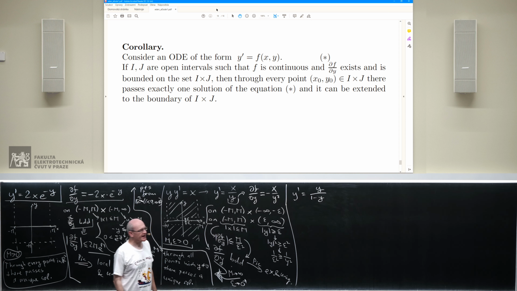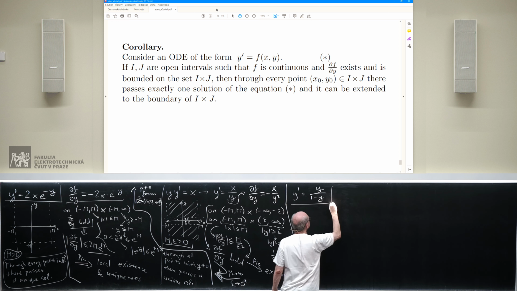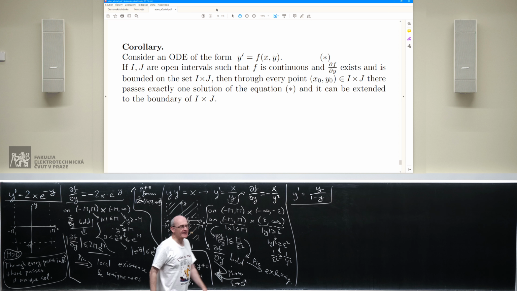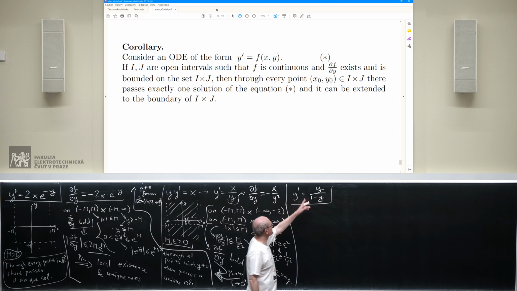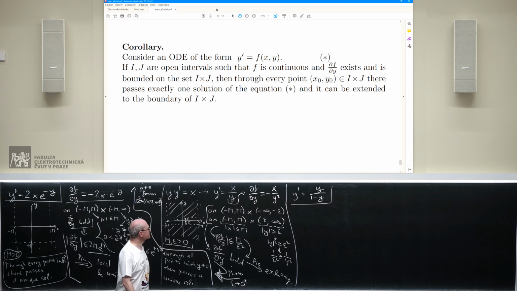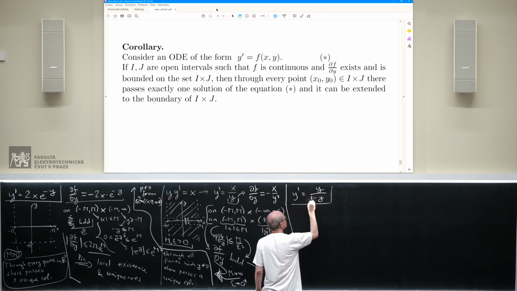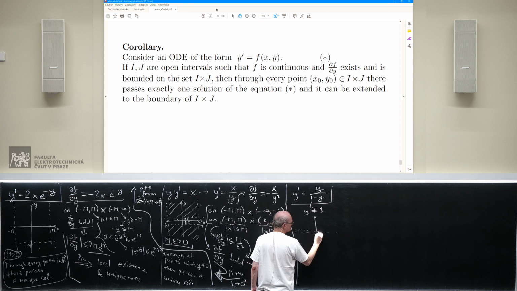y prime is equal to y over 1 minus y. That's a nice differential equation. Could be from some application, because there is no x in it. Okay, so we had a special category for these equations. And we also see the first restriction. y must be different from 1. So when I'm drawing the basic picture, on level 1, there is a gap.